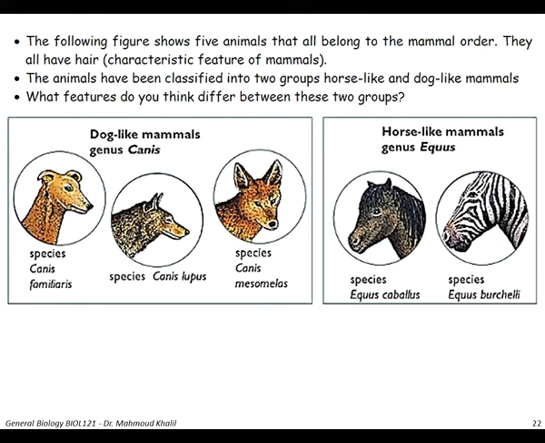The length of the ears. Ears, of course, ears. Ears are longer in dog-like than horse-like. Any other difference?